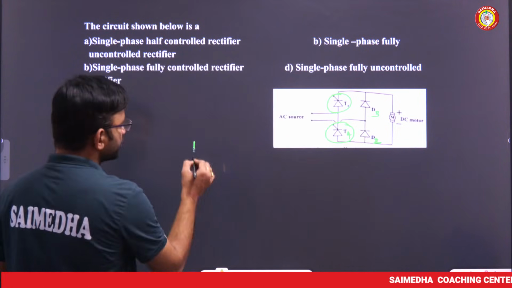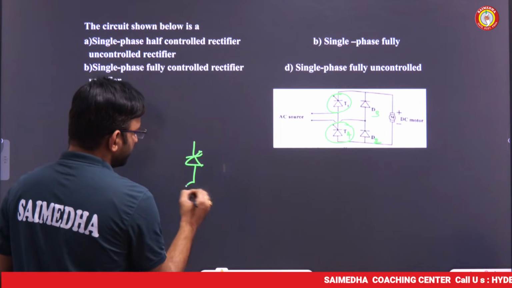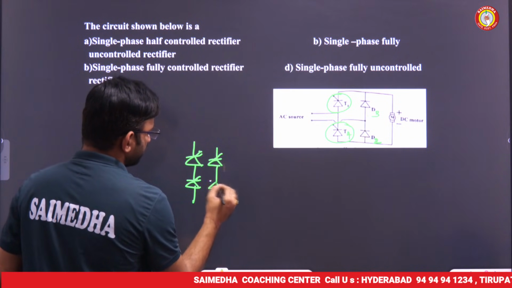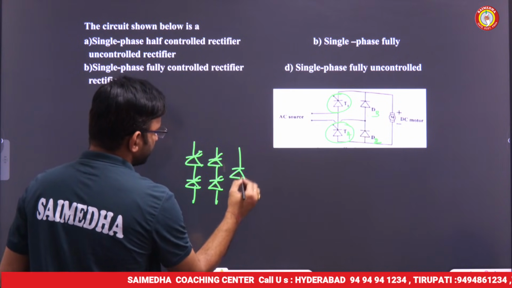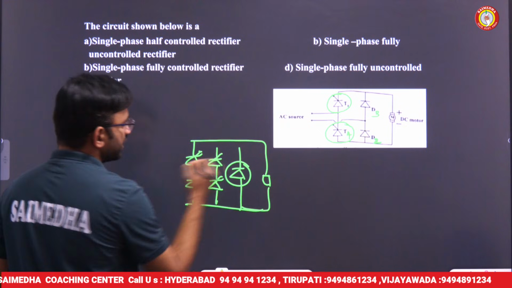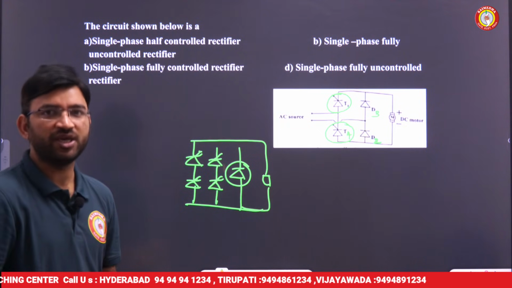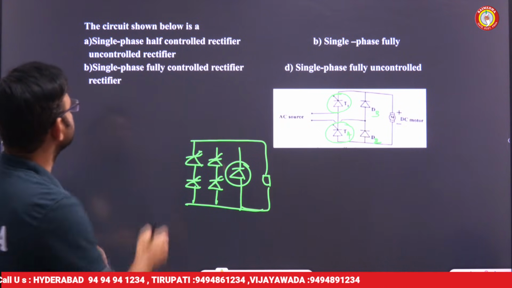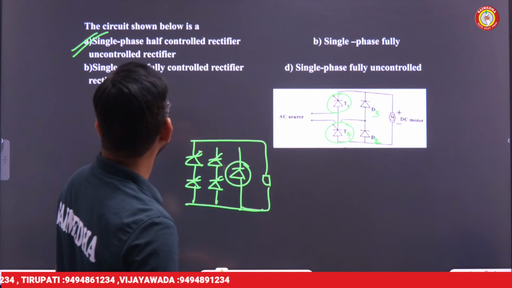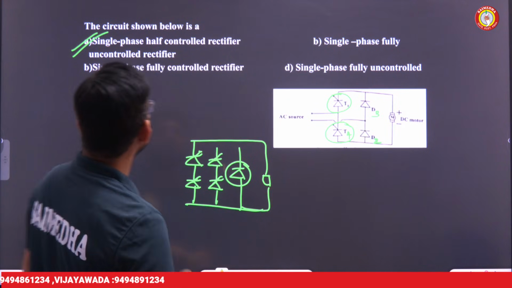One more is also there: this is called a full wave rectifier with freewheeling diode. Whenever a freewheeling diode is connected, it also comes under the semi-converter configuration only. So it is a single phase half controlled rectifier.